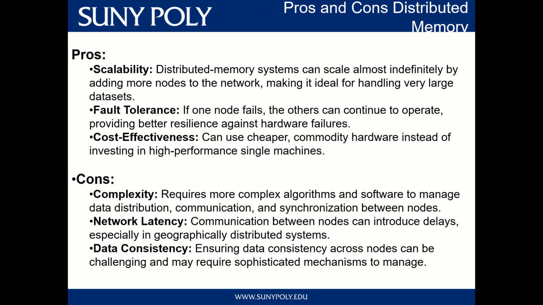The pros and cons. Pros: scalability, for sure. Here you can keep adding more nodes to the network. Fault tolerance: if one node fails, then the system can keep working. We have also mentioned cost effectiveness, because it's cheaper to add more commodity or standard equipment instead of high performance single machines. The cons, of course: with distributed processing there is more complexity, network issues, and data consistency.